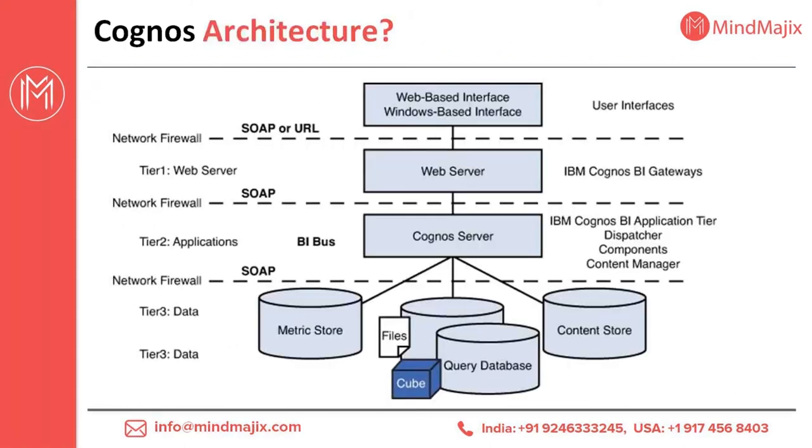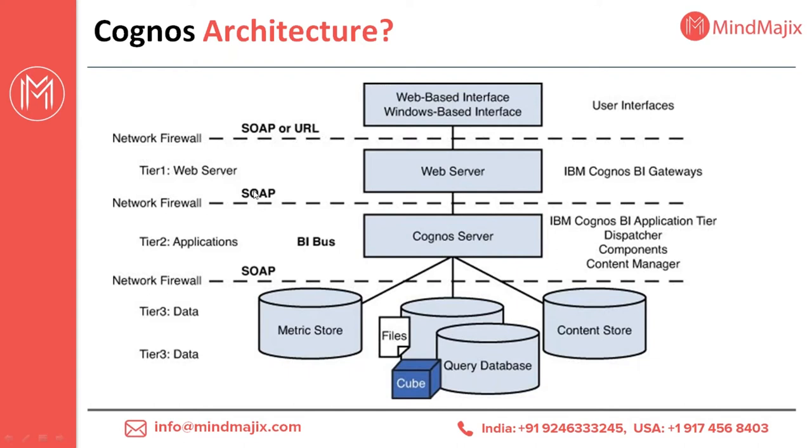Let me go to the architecture. Let me explain the architecture of IBM Cognos. This is a three-tier architecture. We have the client, web server, and Cognos server, and we have the data layer. We have the data layer at tier 3, the application layer at tier 2, and the web server at tier 1.